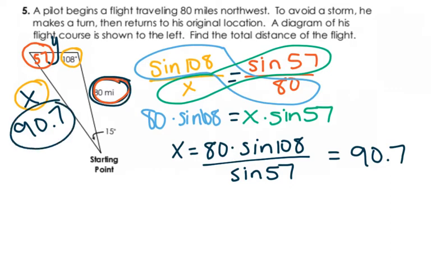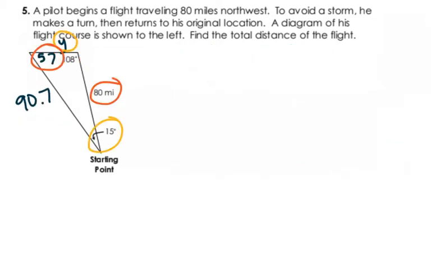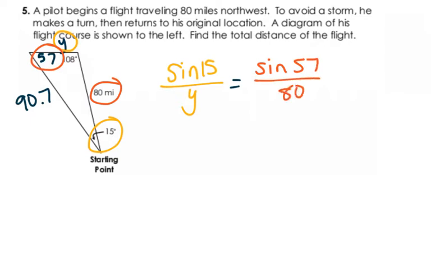y is. So I'm going to erase the picture just so you can see a little bit better. And now we're going to do the same thing, but we're going to find y this time. Okay, so I'm definitely going to use the 15 angle because that's the side that y is across from. And then it doesn't matter which other set of angle and side, but I'm just going to use the sine of 57, and I'm going to use 80 across from it. You could have picked the sine of 108 over 90.7, but it has been rounded a little bit. That's why I'm not going to use that one, just because it might be a little off.